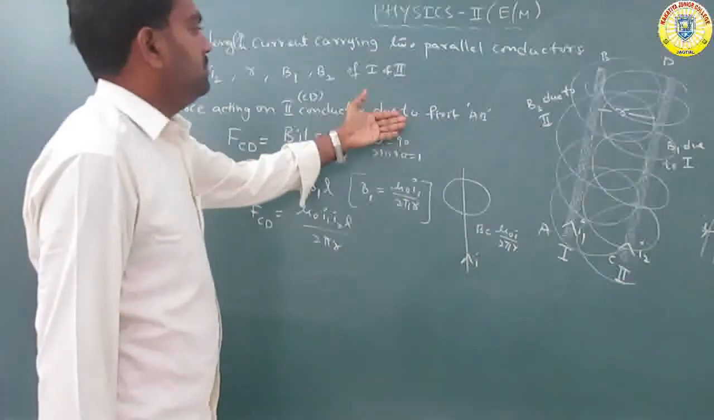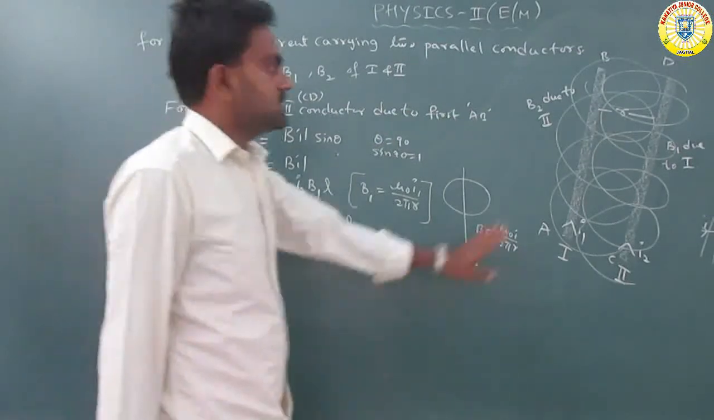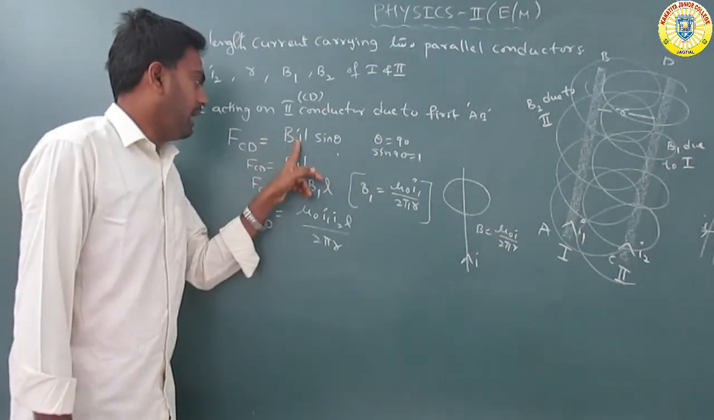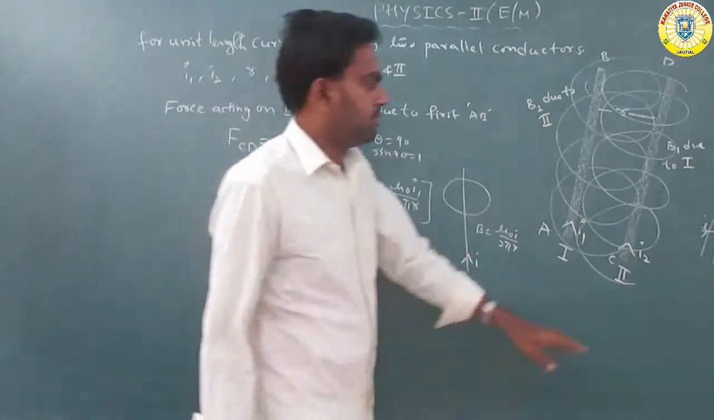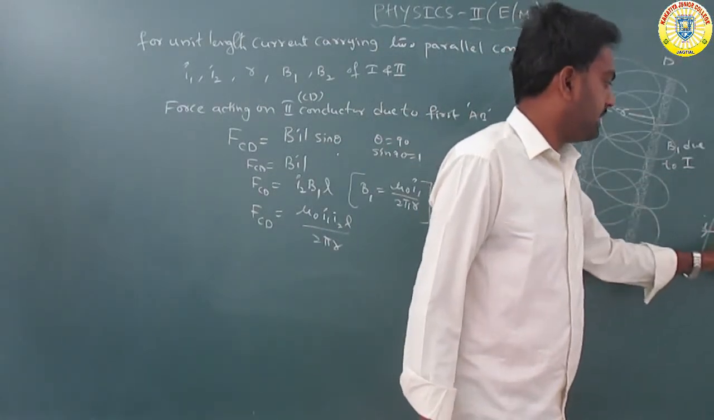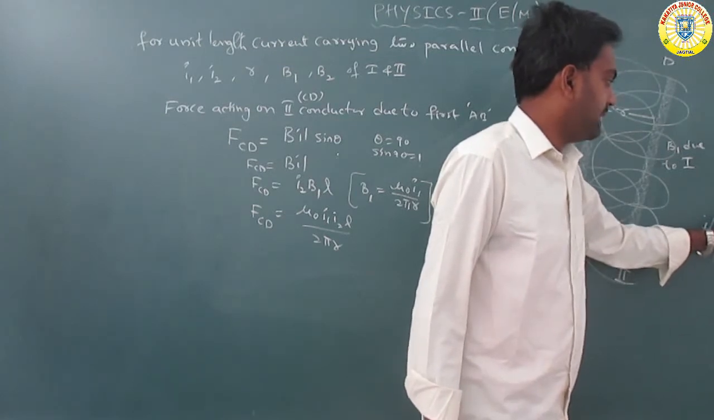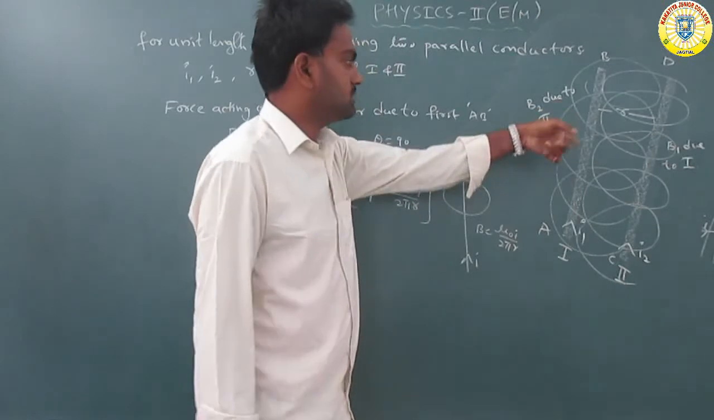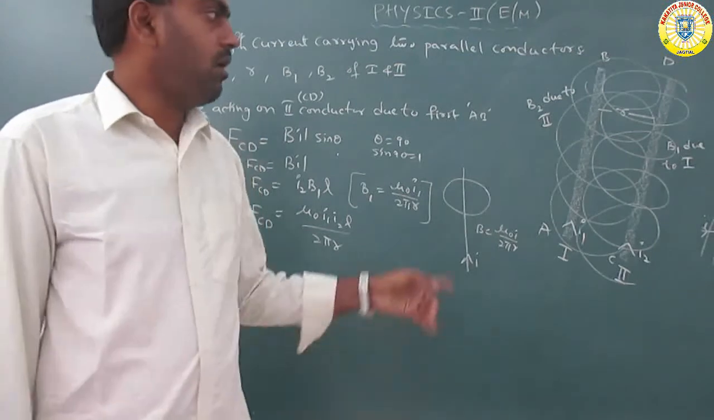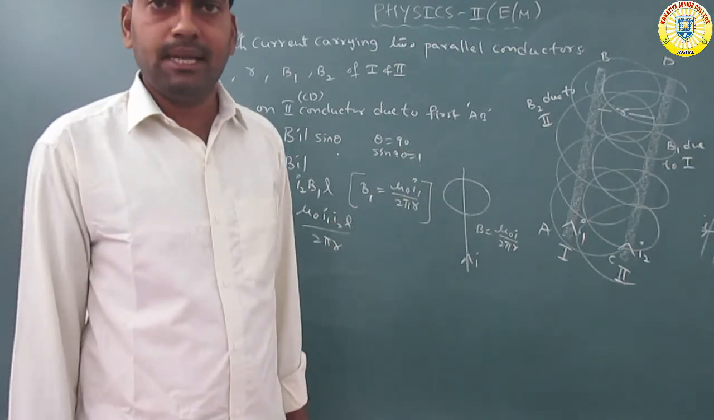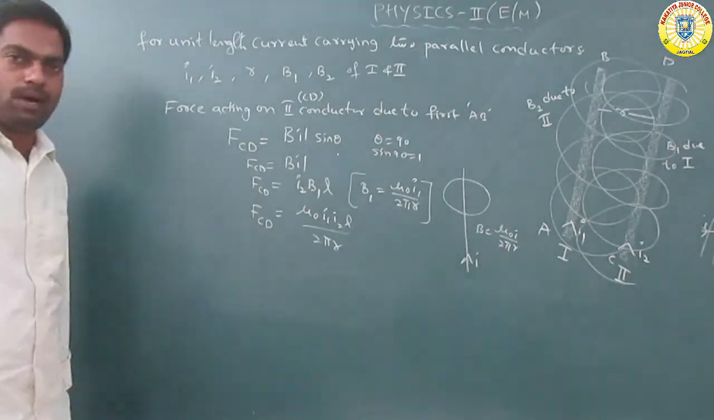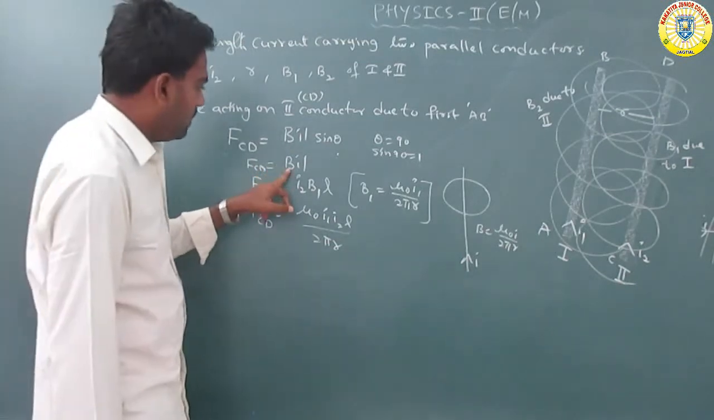So we can write the force FCD due to AB is B I L sin theta, the general equation. Before, it was a uniform magnetic field in which the current carrying conductor is placed, so the force is F equals B I L sin theta. But here the two conductors are perpendicular to the magnetic induction, that means theta is equal to 90 degrees, so sin theta is equal to 1. Now FCD is equal to B I L.